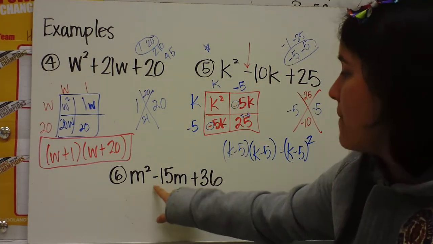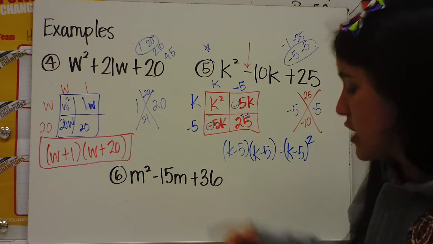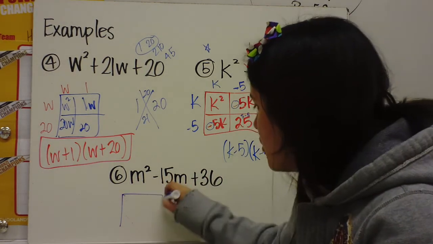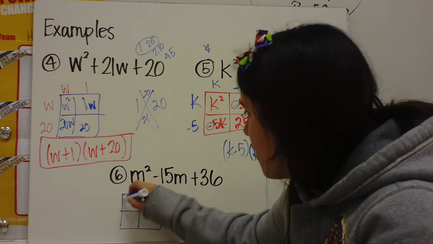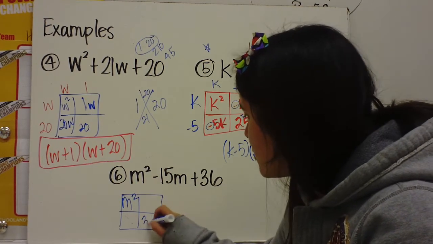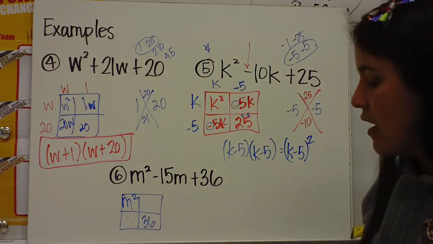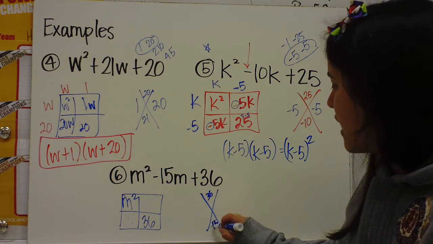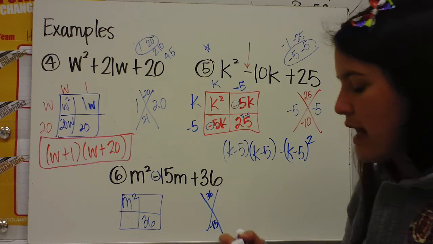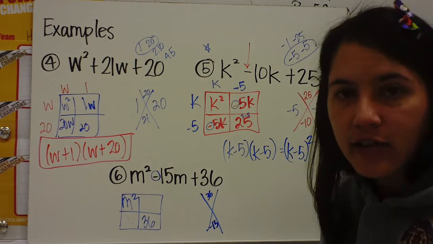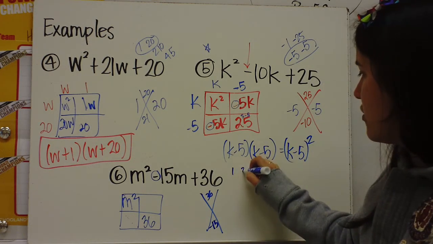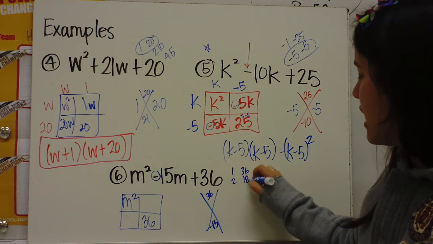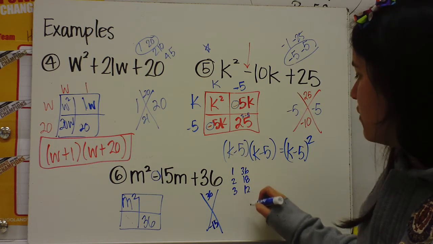M squared minus 15m plus 36. We put our chart, first term, last term, and then we want to get 36, but we want to add to get negative 15. So remember that negative. We need the factors of 36. So we have 1 and 36, 2 and 18, 3 and 12.